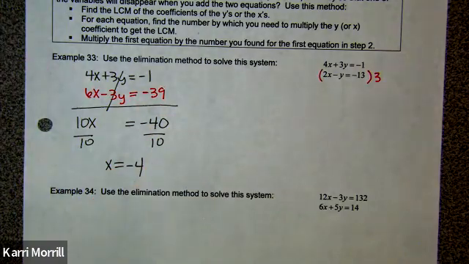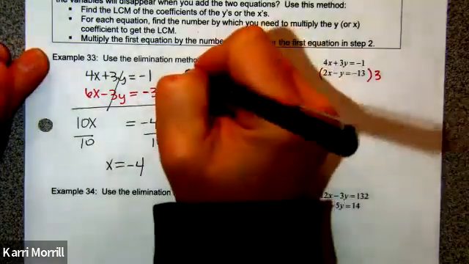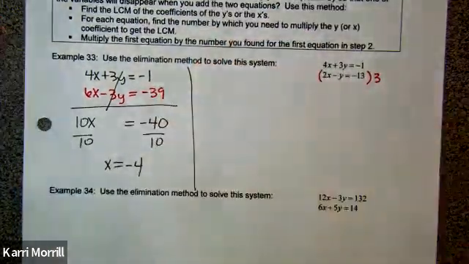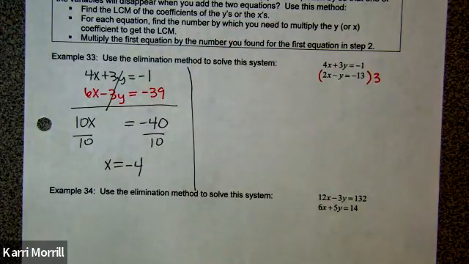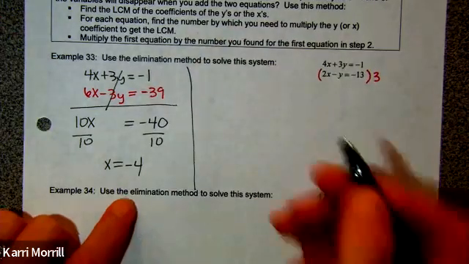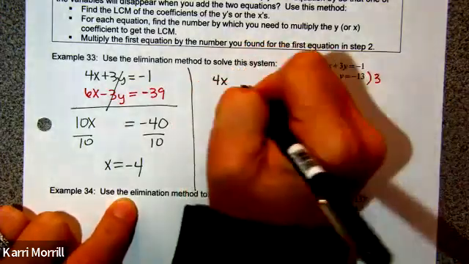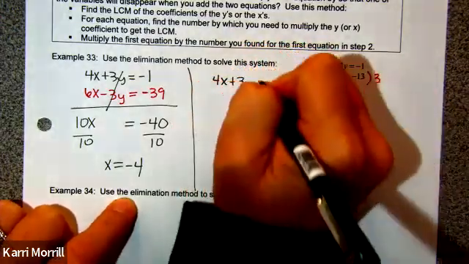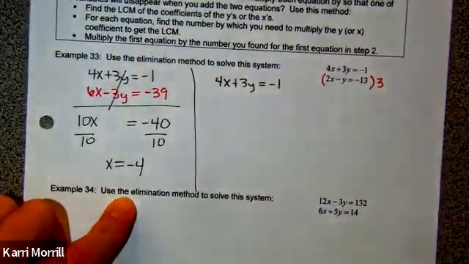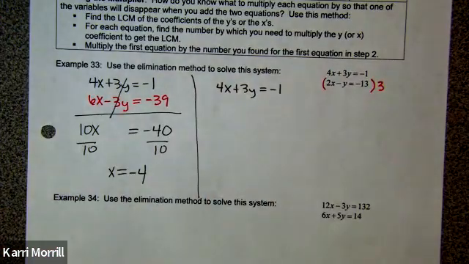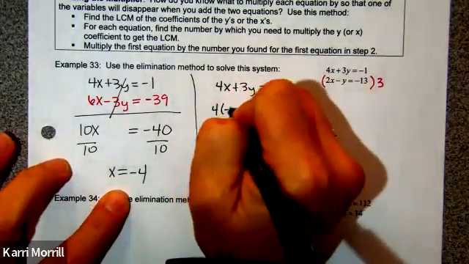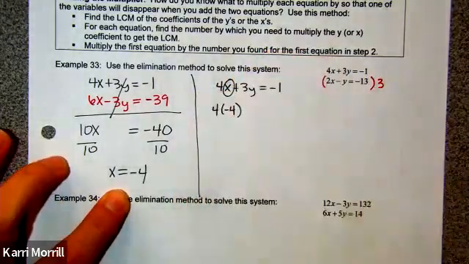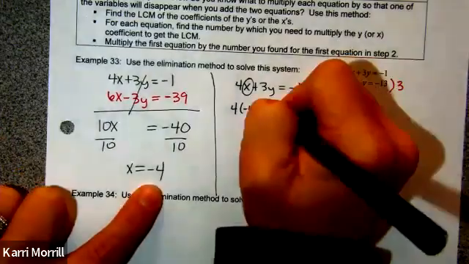Just like in the substitution method, when you have the value for one, you can go find the other. The only thing is you don't really have a y by itself, so you'll have to do a little more math. I almost always just plug it into the top equation, especially when I'm teaching, but it doesn't matter. You could plug it into the second equation. So I'm going to take 4 times a negative 4, just replacing that with my x value.